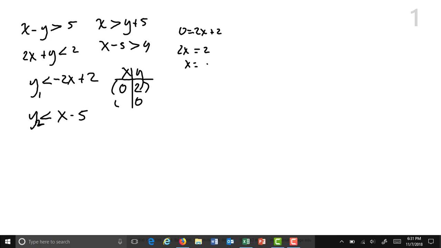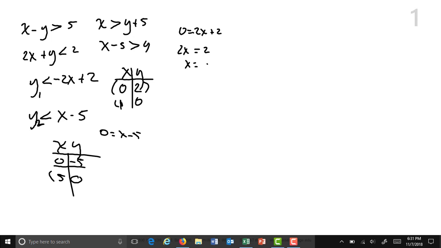How about this guy? Let's do a chart for it. So x, y. Well, when x equals 0, y is? Now, what happens when I set y equal to 0? So what I have is 0 equals x minus 5, right? So I can add 5 to both sides.